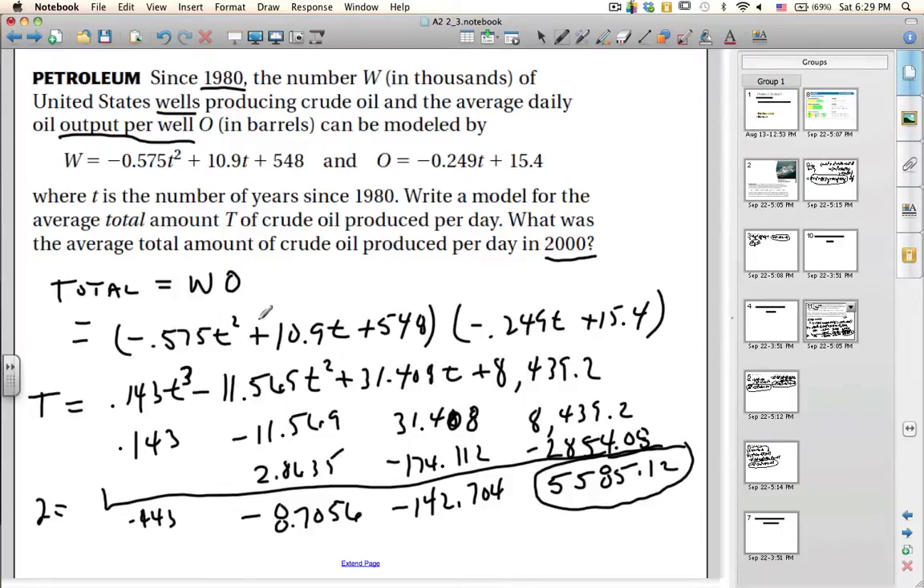So what we did is we focused on multiplying polynomials together, and then I went to a different skill, synthetic substitution, in order to solve this more quickly. If you had wanted to plug the values in and do direct substitution, you certainly would have been able to do that, and that would have worked just fine.